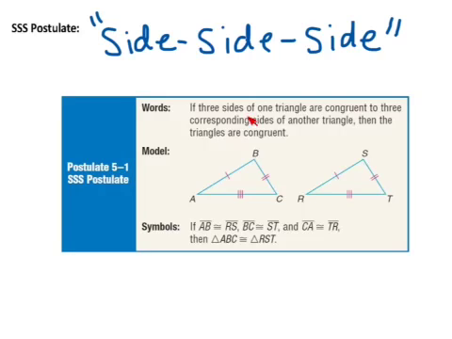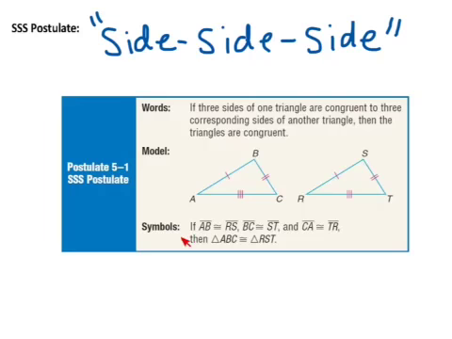If three sides of one triangle are congruent to three corresponding sides of another triangle, then the triangles are congruent. This is a shortened version of our corresponding parts of congruent triangles are congruent. This way, we really only need three parts in order to prove or justify that two triangles are congruent.